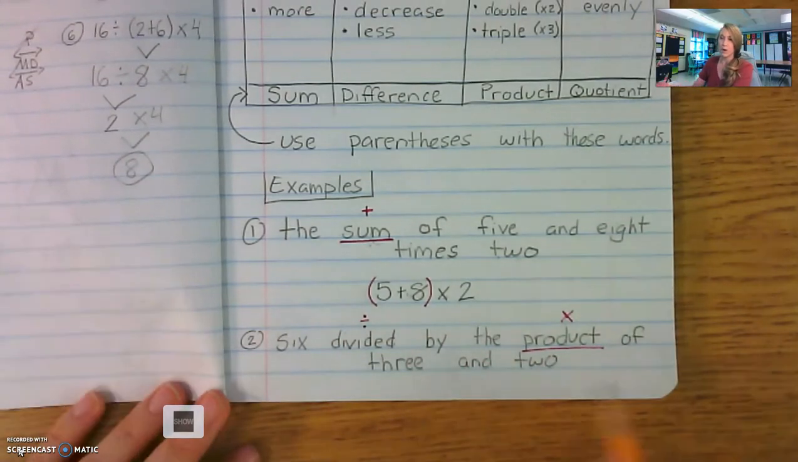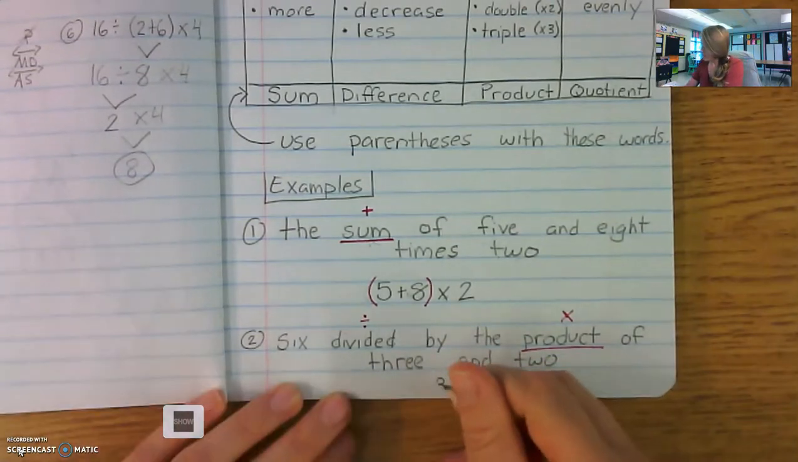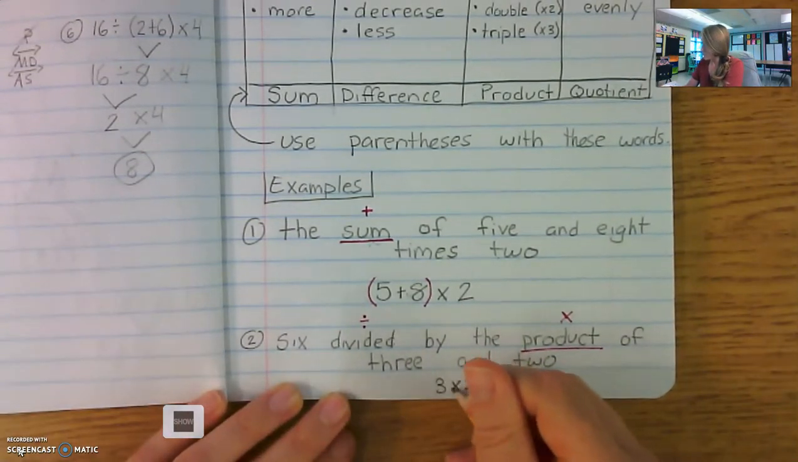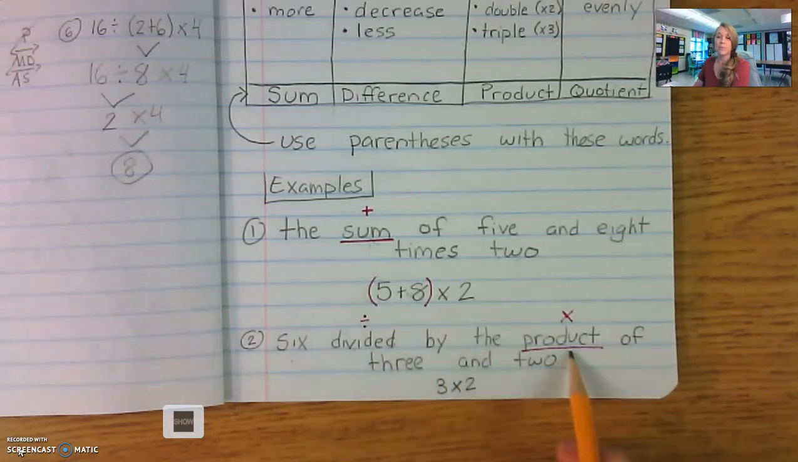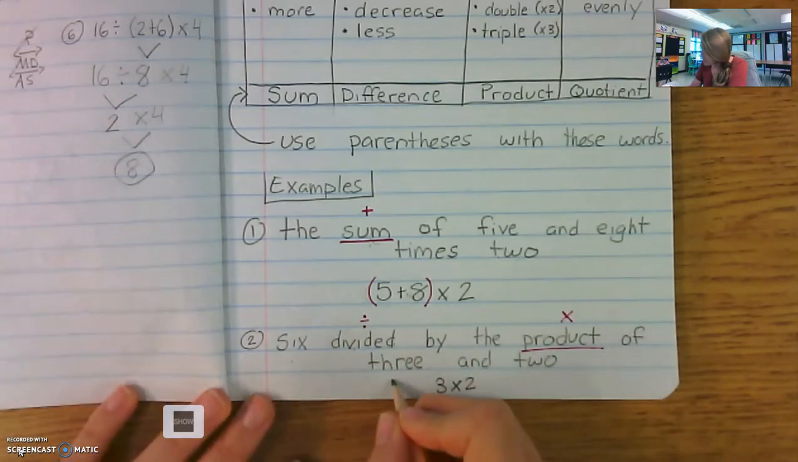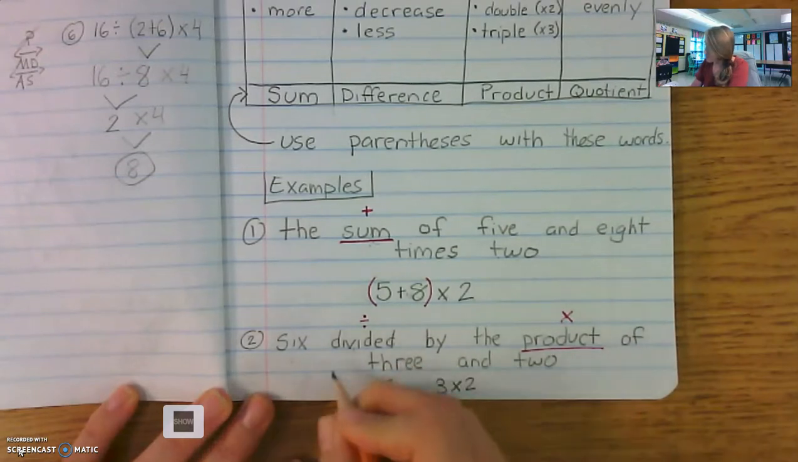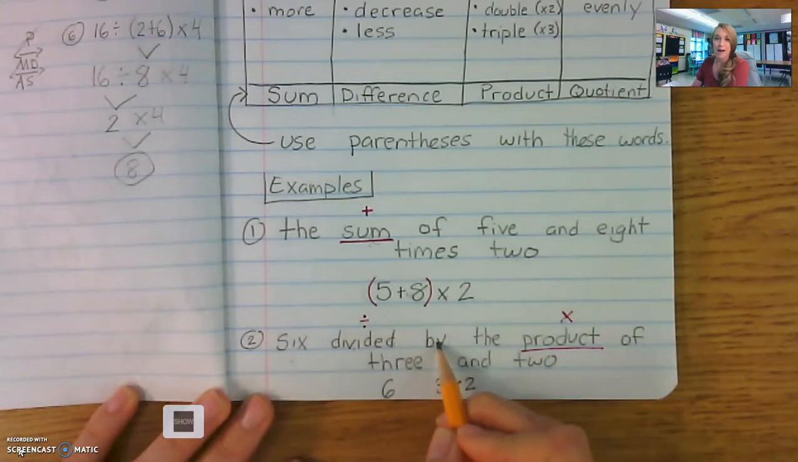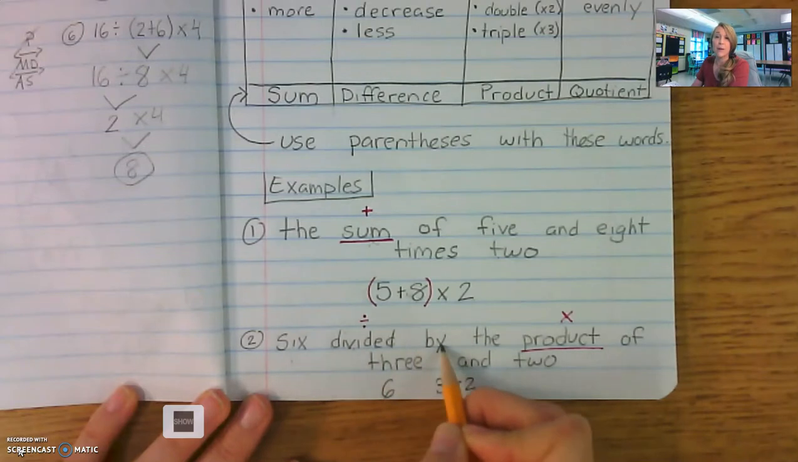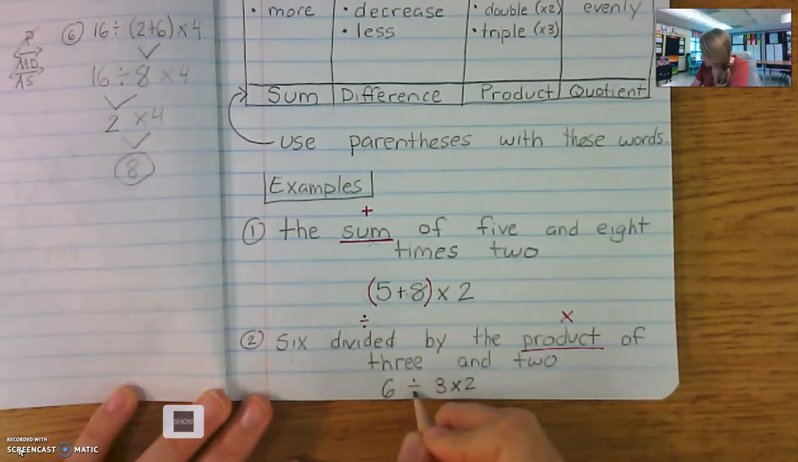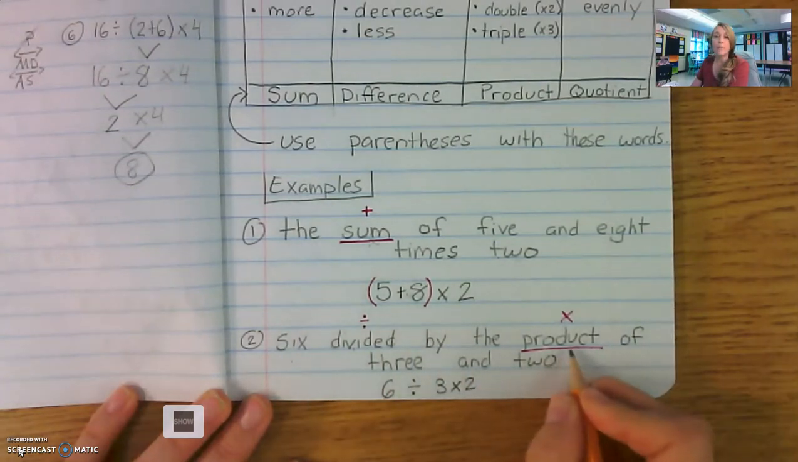Well, let's start with the product of 3 and 2. All right, well, that's 3 times 2. 6 divided by the product. 6 divided by the answer of 3 times 2. So I need to put my 6 in front because it comes in front in my words. If it had said the product of 3 and 2 divided by 6, 6 would have come at the end, but it says 6 divided by. So 6 divided by, now it says the product.